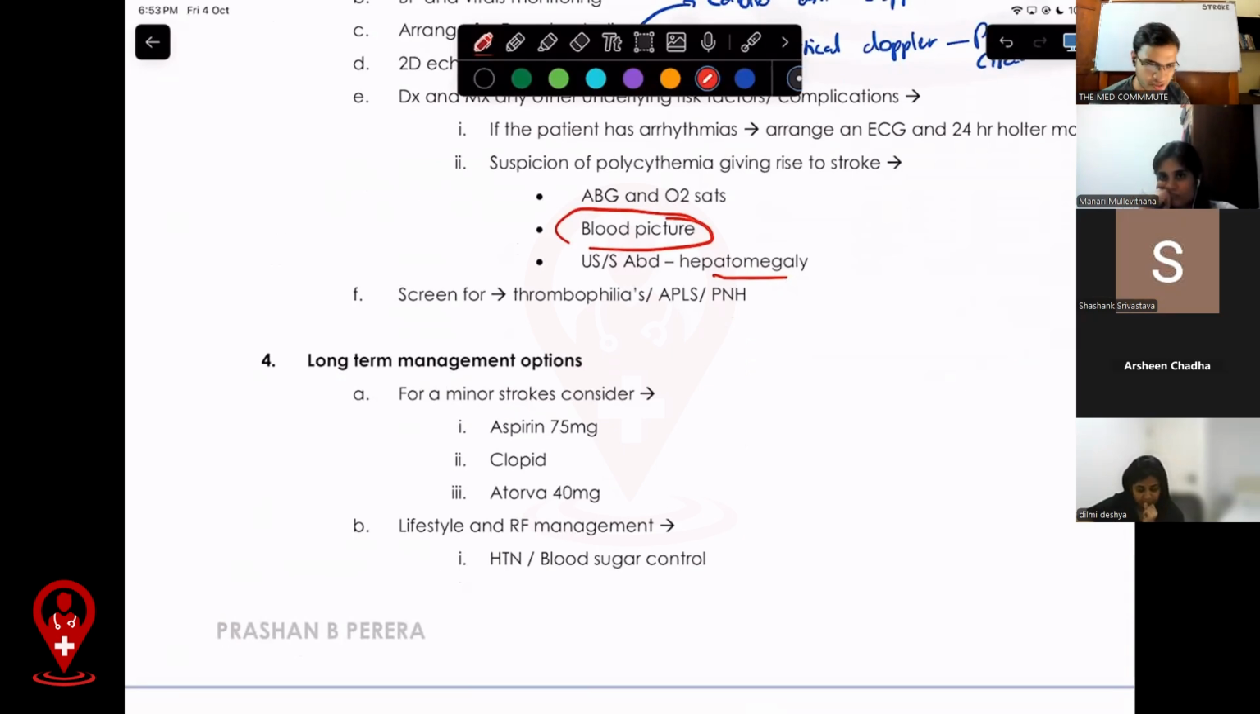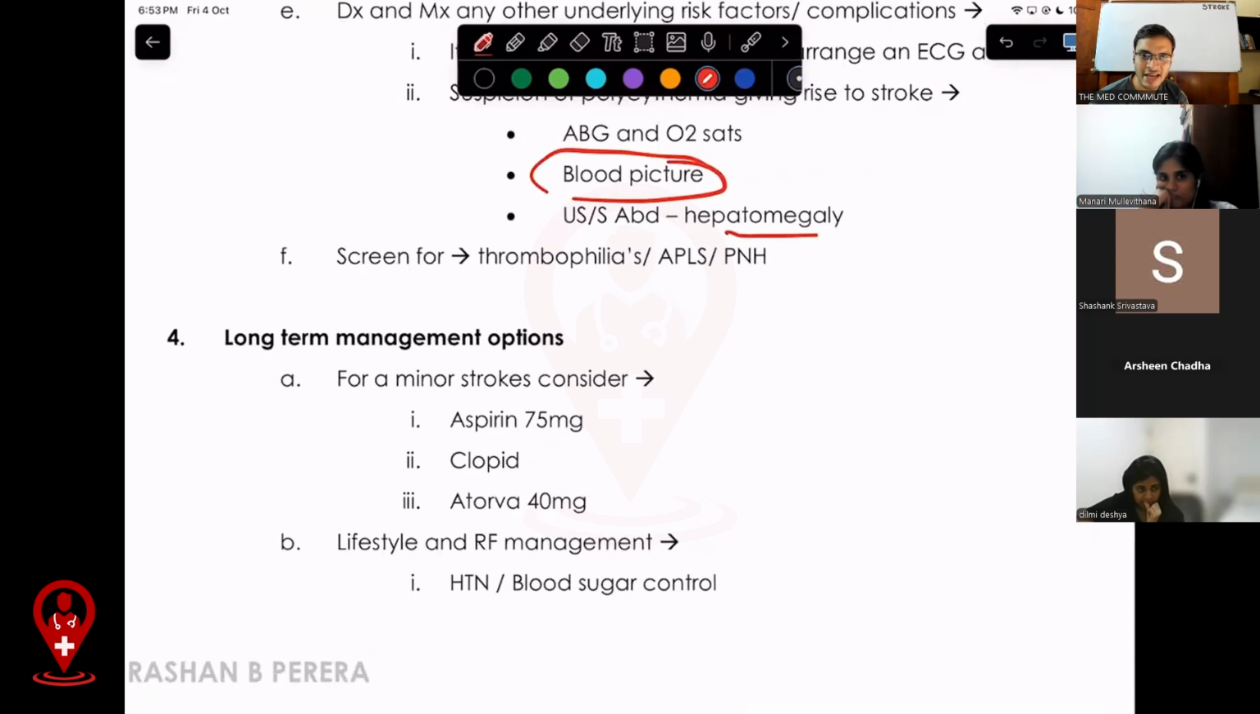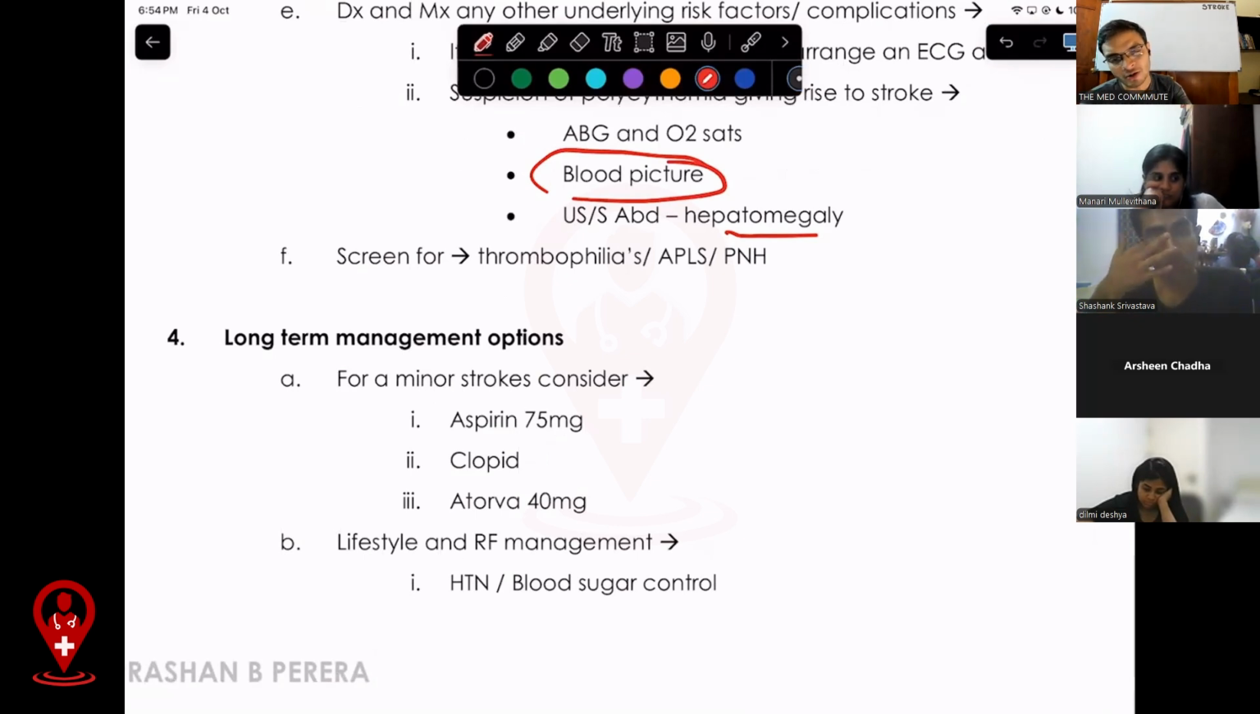So for minor strokes, guys, we can start the patient on medications, or even before starting these medications, what should you first advise the patient on? Even last week we talked about this for these ischemic events. What are you going to talk about? Lifestyle modifications. Excellent.